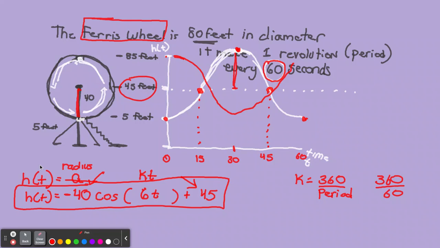Now, if you want to see if you're right, what will happen at t is 0 when you start? So plug in on your calculator, negative 40 cosine times 0, because 6 times 0 is 0, plus 45, and you get 5. So if you plug in wherever you want to be on this axis, whatever time you want, you plug in the time for t, and you'll get where you are, how high off the ground you are at a particular moment in time. And that's how you do the Ferris wheel problem. All right.